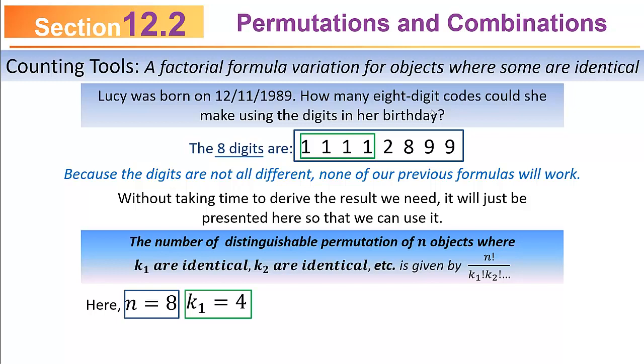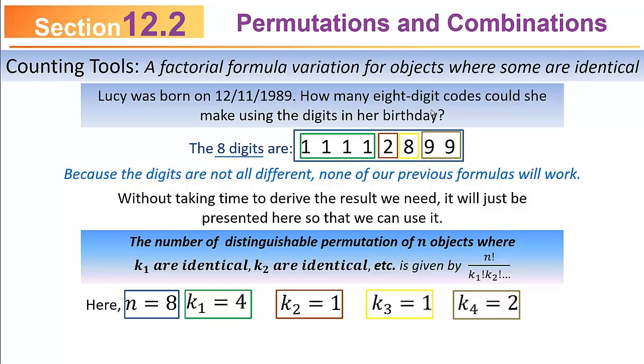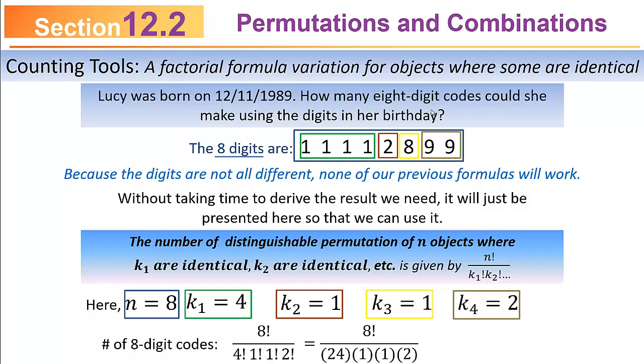Then you look at repetitions. There are 4 1s, so that's what k sub 1 is. There's only 1 2, so k sub 2 is 1. There's only 1 of those. K sub 3, which is the 8, there's only 1 of those. And there are 2 9s, so k sub 4 is 2. Using that result, the number of 8-digit codes is 8 factorial over the product of the k factorials. That'd be 4 factorial, 1 factorial, 1 factorial, 2 factorial.